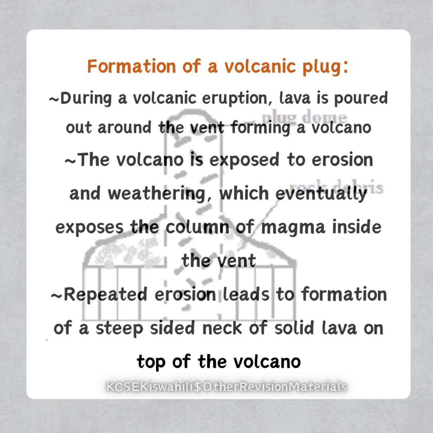Formation of a volcanic plug. During a volcanic eruption, lava is poured out around the vent forming a volcano. The volcano is exposed to erosion and weathering, which eventually exposes the column of magma inside the vent. Repeated erosion leads to formation of a steep-sided neck of solid lava on top of the volcano.